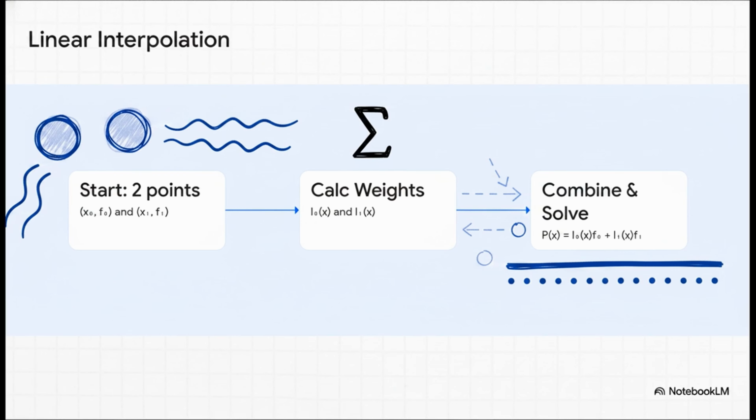Let's start super simple with just two dots. This is what we call linear interpolation. So we take our 2 points, and for each one we figure out something called a weighting function. This basically decides how much influence each point gets along the line. Then you just blend them together and boom, you get a perfectly straight line connecting them.